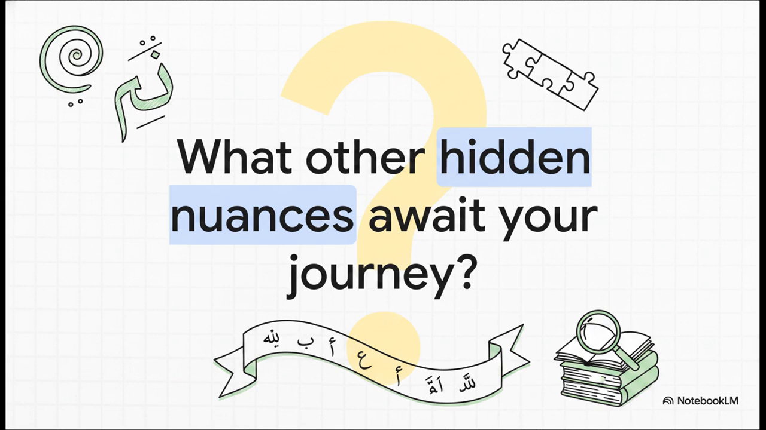So, as we wrap up this explainer, I want to leave you with a thought. If a single, hidden, estimated vowel dictated by the heaviness of a letter can completely alter the architecture of a sentence, what other hidden nuances, what other beautiful intricacies are waiting to be uncovered in your language journey?